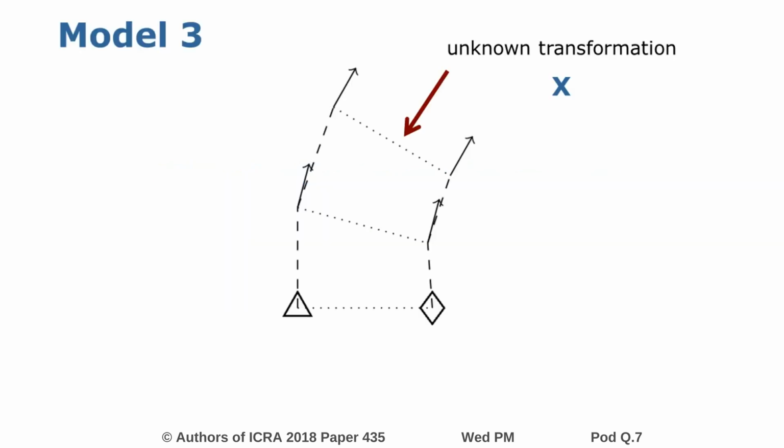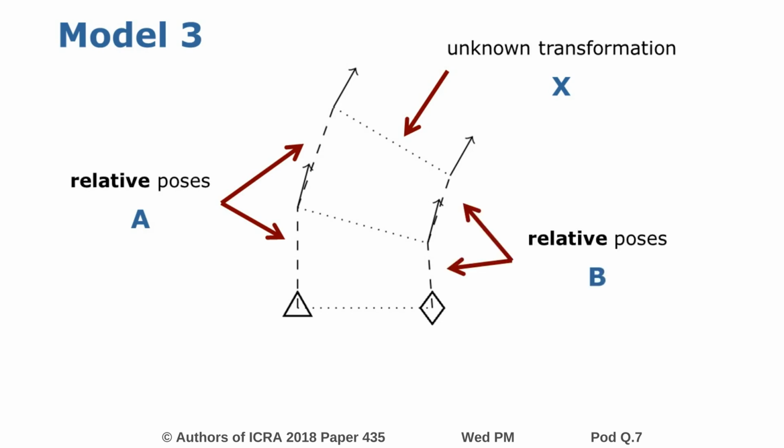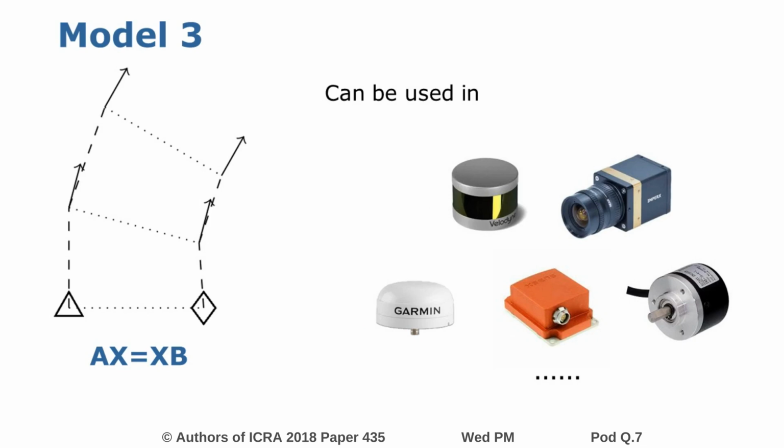In this case, using relative pose over small time periods is more reasonable, and this leads us to the use of the third model, in which we replace the absolute poses with the relative ones, and the equation for this model becomes AX equals to XB. The third model is the most general model and can be used in almost all sensor configuration.